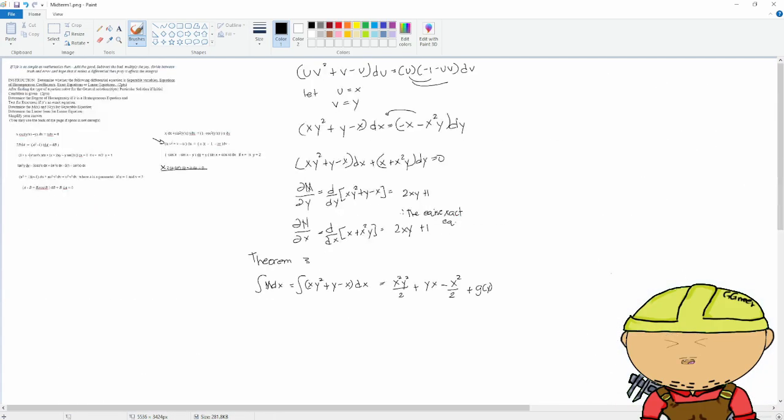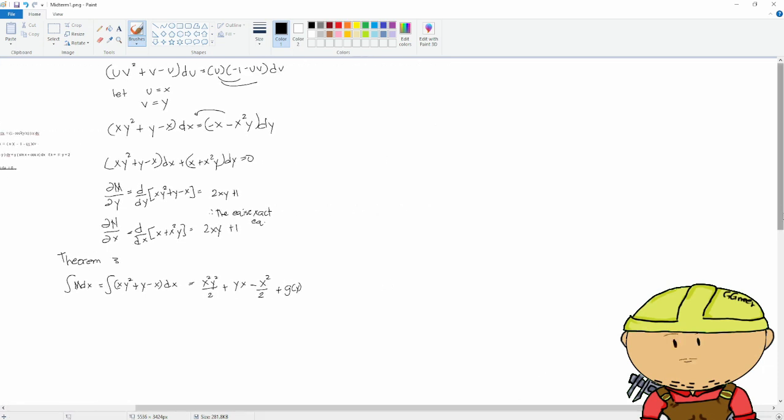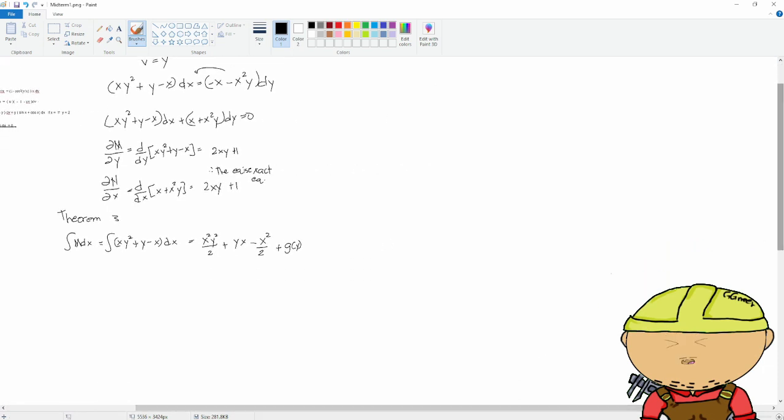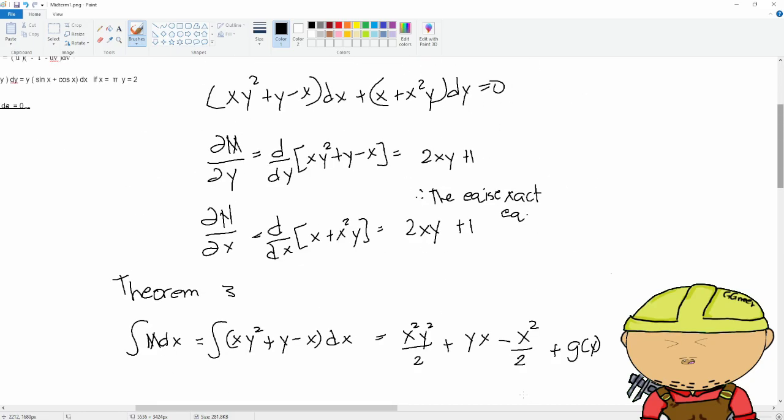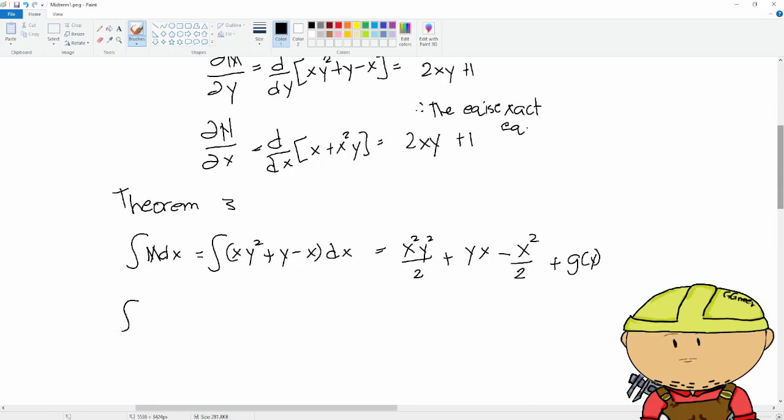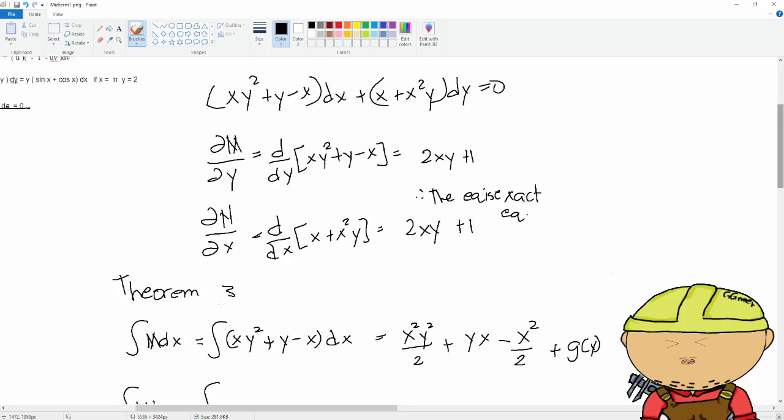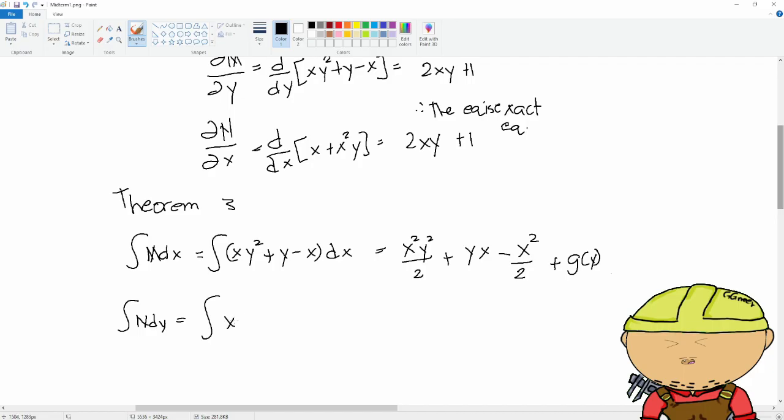Right? So we still have space. Right, so for theorem number 3, we integrate also the right side, the N dy. But for N dy on the right side, we integrate with respect to only y. Square y dy. So that will become x y, x squared y squared over 2 plus f of x, right?